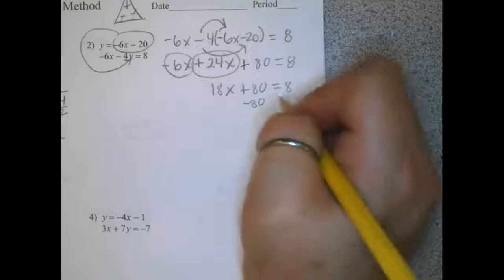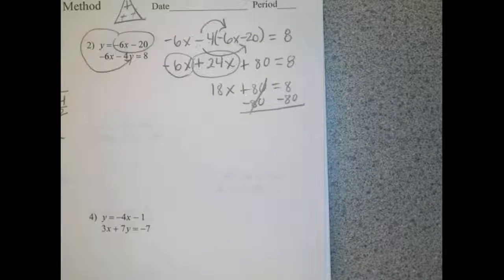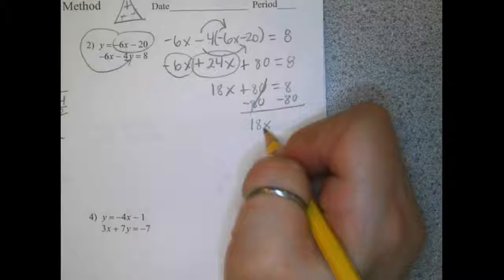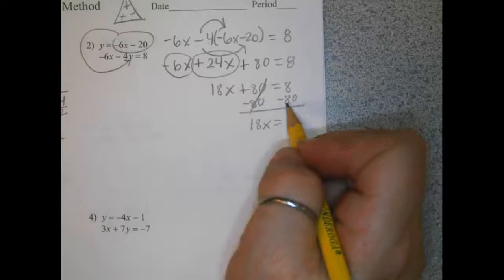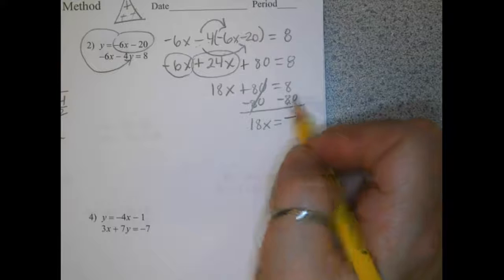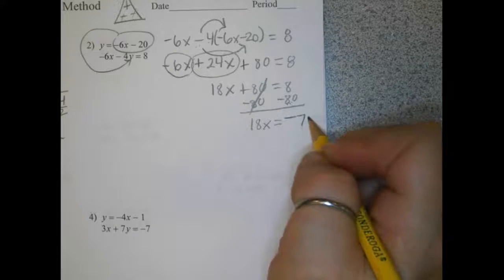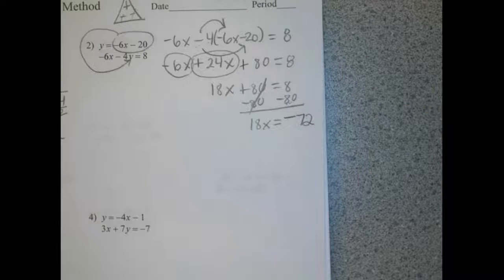Negative 80. So I'm going to subtract 80 from both sides. That becomes 0. What do I do with this 18x? Just bring it down. And what is the difference between 8 and negative 80? It's going to be a negative, right? It's going to be a negative because 80 is a bigger number. So it's really saying 80 minus 8, which is 72. You were close.